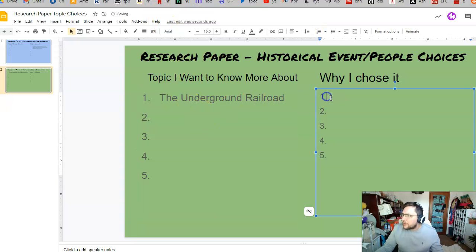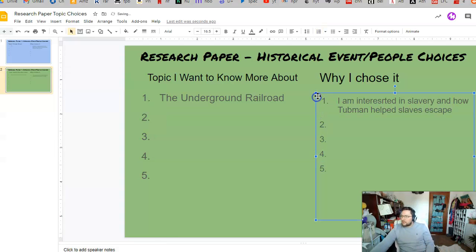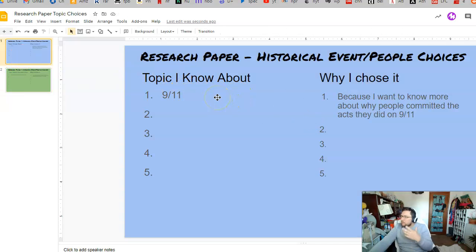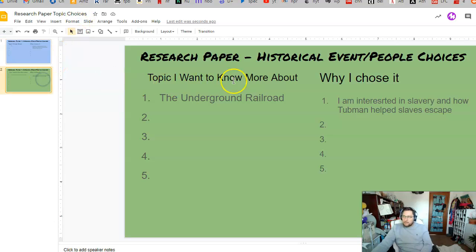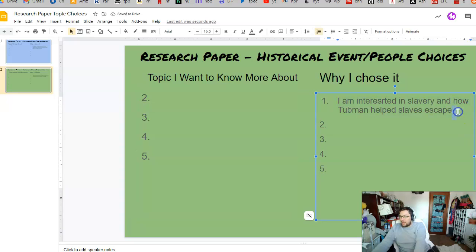The Underground Railroad. Why did I choose it? I am interested in slavery and how Tubman, and when you refer to your historical figure, sometimes you just need to say their last name. Tubman helped slaves escape. Okay, and that's kind of your goal there. You're going to tell me 5 topics that you know about a little bit. And what does know mean? It means you could probably, in a few minutes or in a few sentences, tell me here's what 9/11 is. And the topics you want to know more about would be like, I heard about this Underground Railroad, but I don't really know what happened there. Maybe that's what you include in that box.